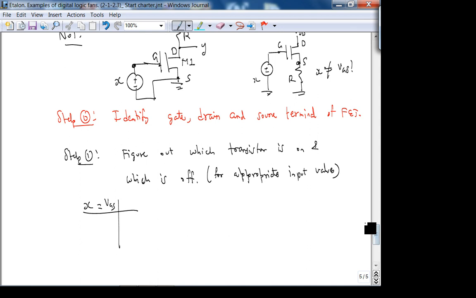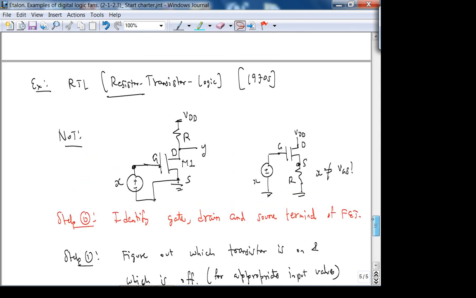Okay, but now in our circuit, now you know why we moved the resistor up here. Because X will become equal to VGS. These two elements are in series, right? Because remember, the transistor is a multi-terminal device. It's got one, two, three terminals: drain, gate, source, right? The resistor is only two terminal, but it doesn't matter.